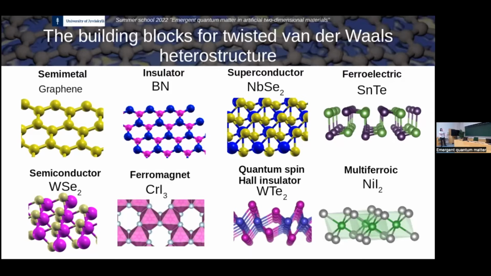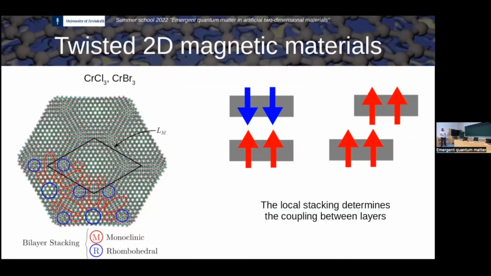So just as a reference, from this whole family, which is of course not even complete, today we are going to focus on the case of graphene, tungsten diselenide, and of course other semiconductors that are dichalcogenides. But you can play this very same game with all these other two-dimensional materials.